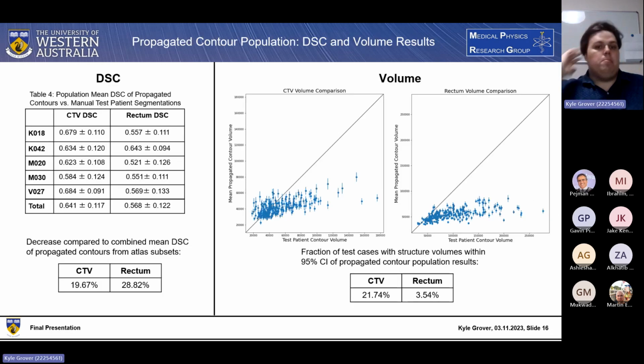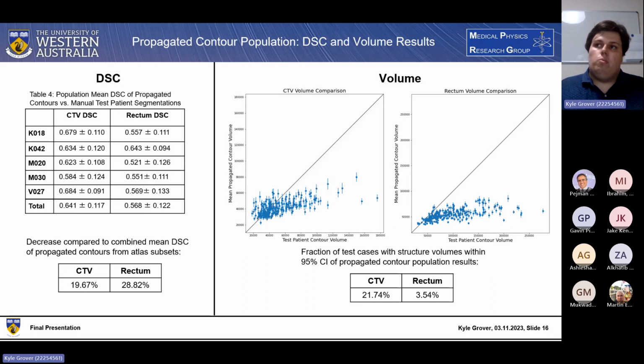In terms of looking at the propagated contour population and how well they represent the test patient anatomy, starting with the dissimilarity coefficients, we find that the mean dissimilarity coefficient of propagated contours compared to the test patient anatomy is 0.641 for the CTV and 0.568 for the rectum. This reflects a 19.67% decrease in dissimilarity coefficients compared to the overall variability among contours in each atlas case for the CTV, and for the rectum we have a decrease of 28.82%.